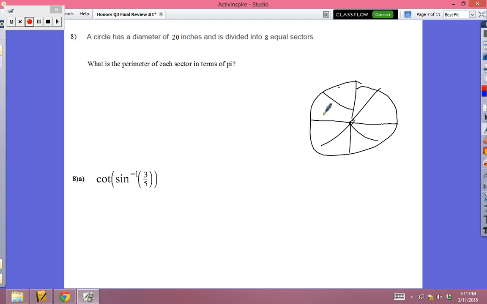Okay, each of these radii is going to be 10. So if you're looking at a sliver, it's going to look like this. That's 10, that's 10, and then that part of the circle. And this is a 45-degree angle.